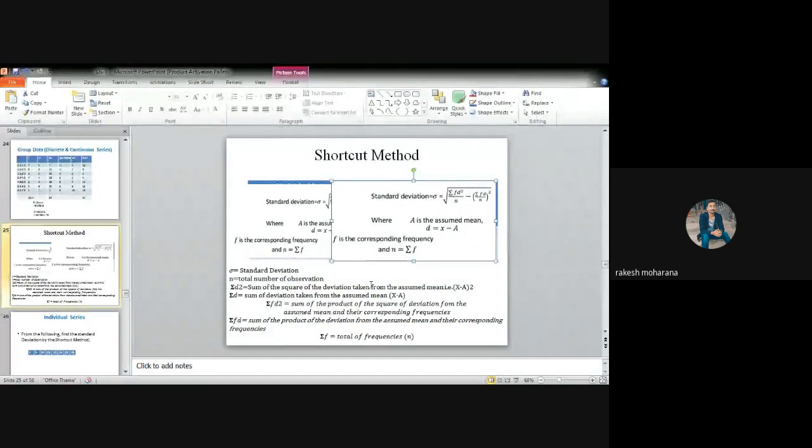Here sigma stands for your standard deviation, n stands for total number of observations, summation of d square stands for sum of square of deviation taken from the mean, that is x minus a whole square, and sum of d, that is sum of deviation taken from mean, that is x minus a. The next one is sum of f d square, that equals to sum of the product of square of deviation from the mean and their corresponding frequency. And the last one is sum of f d equals to sum of product of deviation from the mean and their corresponding frequency. And the total of frequency equals to n. Is it clear?